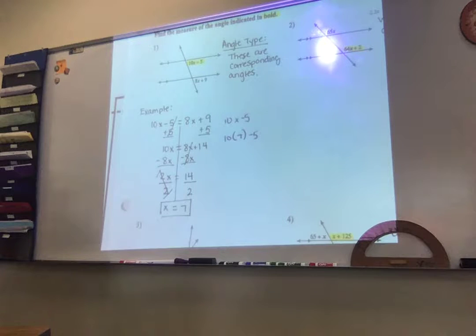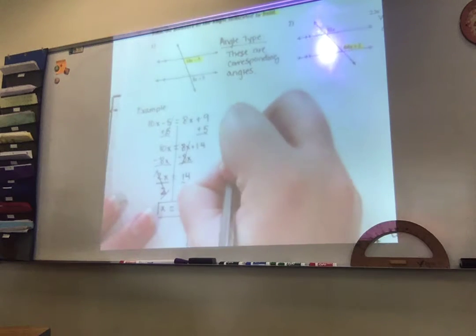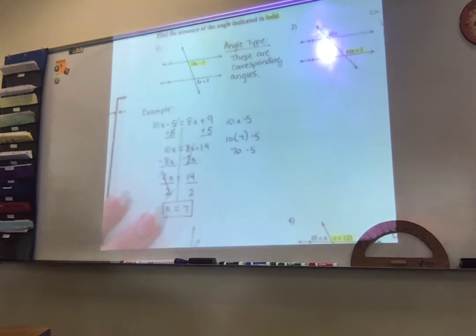If you need a calculator at this point, you can take your calculator. I have my bin right here. But what's 10 times 7? That's easy enough. 70. So I have 70 minus 5, which is equal to? 65.